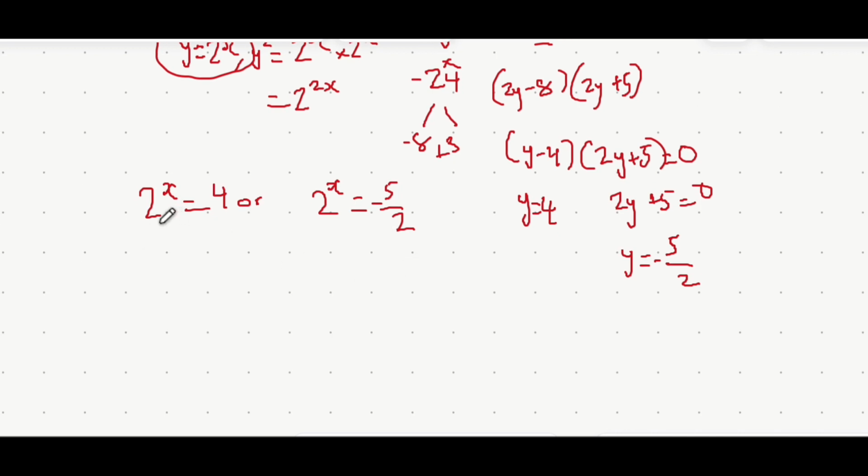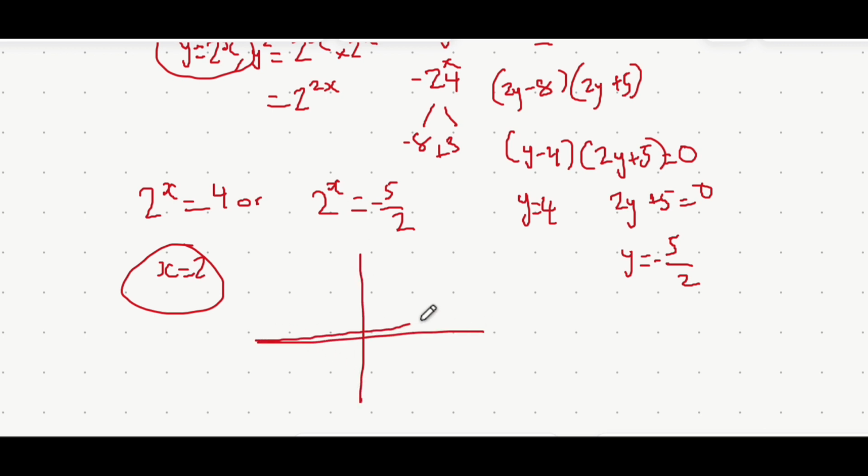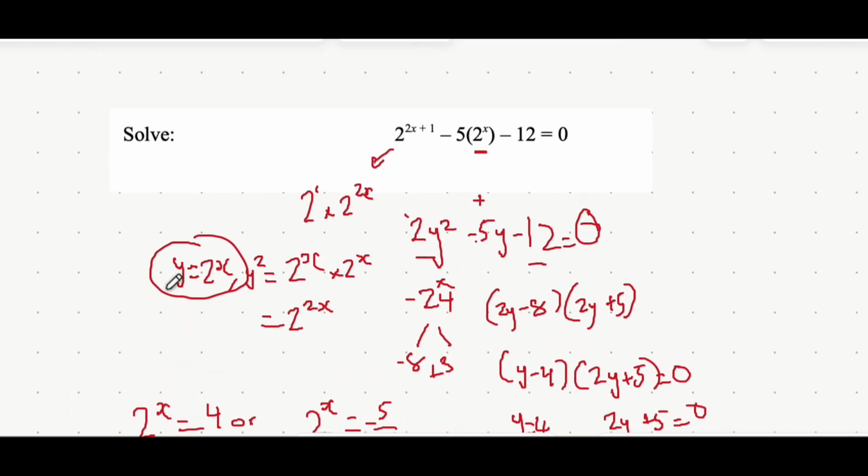Great. Now 2 to the x equals 4. Well, x is just going to be 2 here because we know 2 squared is equal to 4. 2 to the x equals minus 5 over 2. Now you have to be a little careful here because any exponential curve like 2 to the x doesn't cross the x-axis. So it will never be negative. So this actually has no solutions. You don't need to really go further. If you were to calculate it, you'd see that your calculator would say math error. So this is the only solution in this case.